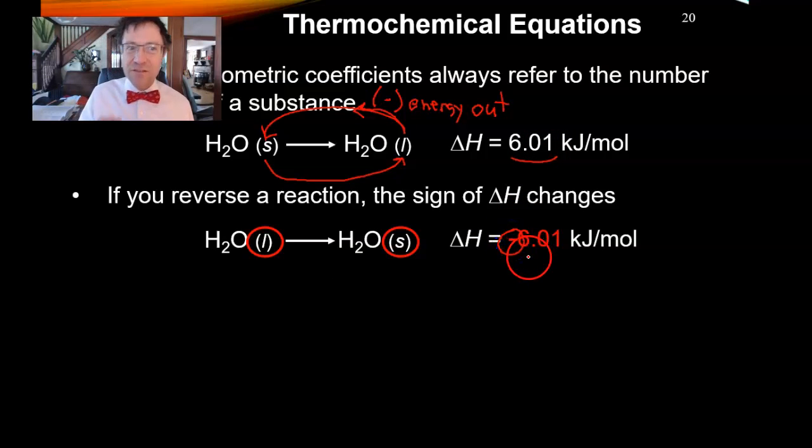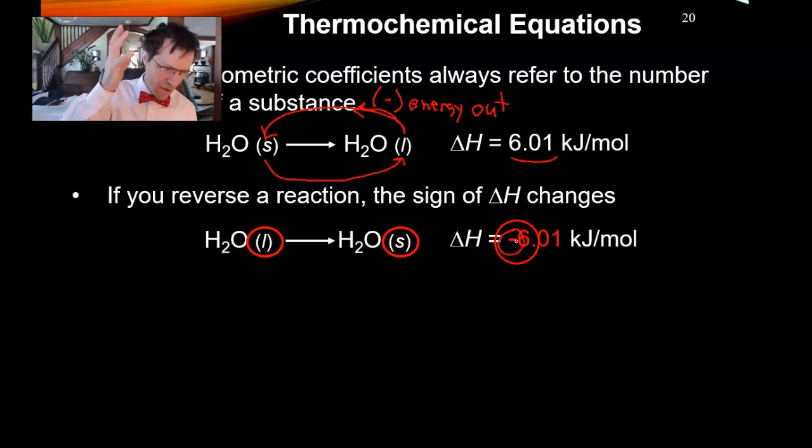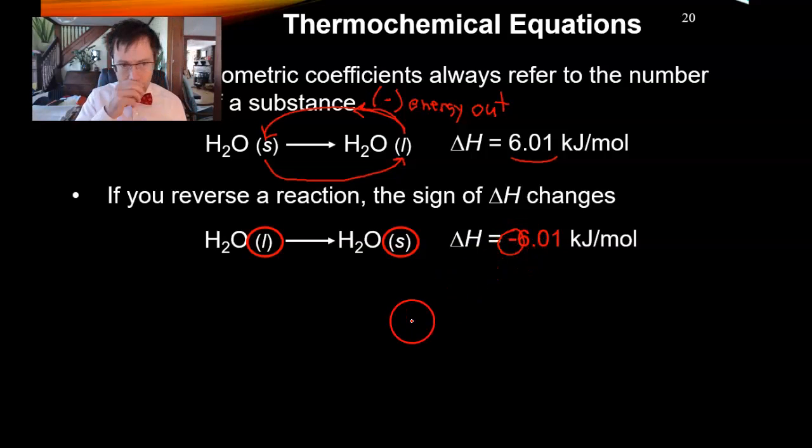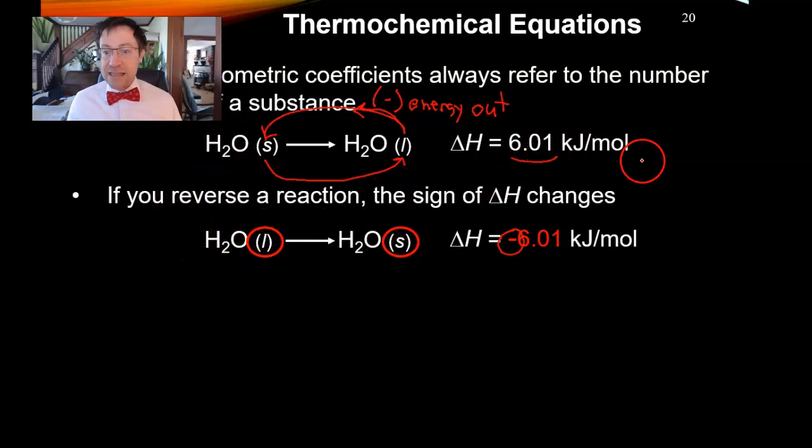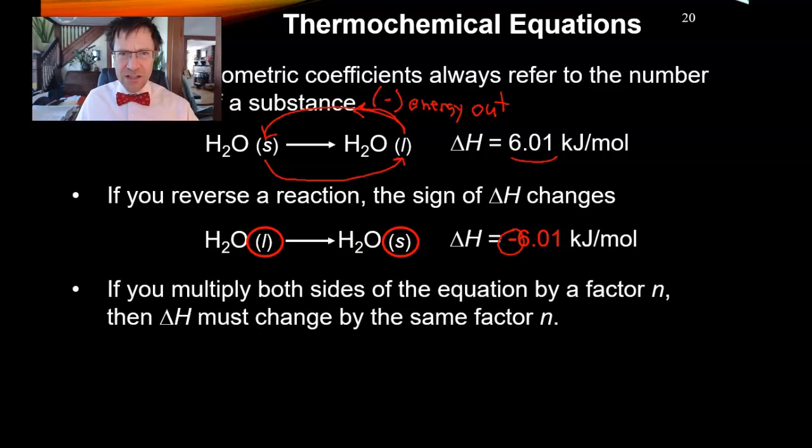Which is really convenient for us later on when we really try to dig into delta H's of certain reactants and stuff. So forward, reverse, the delta H is the same. The only thing that changes is the sign, because remember, the sign tells us whether energy is going in or out. It tells us the direction of the energy.